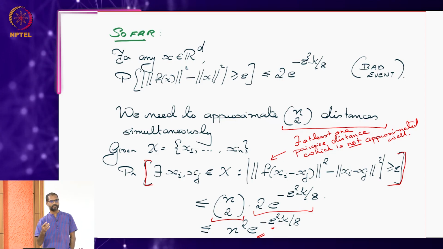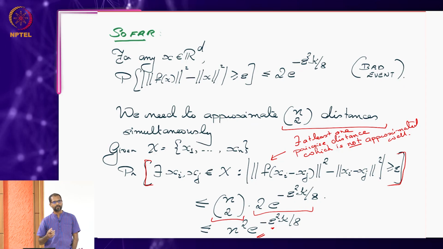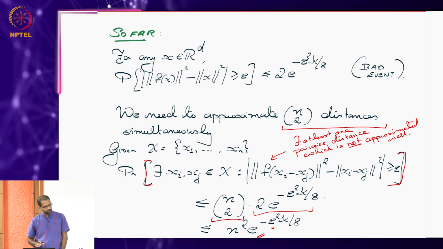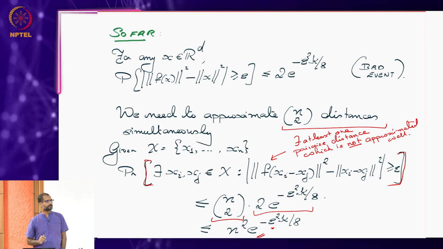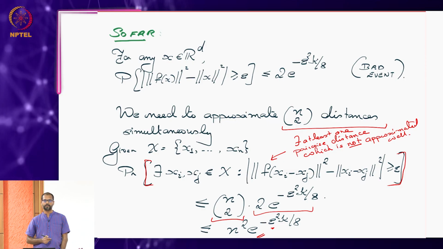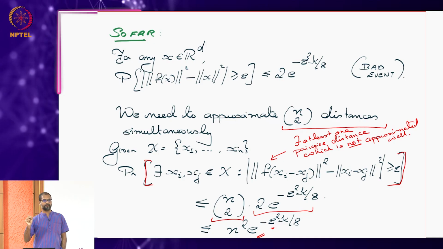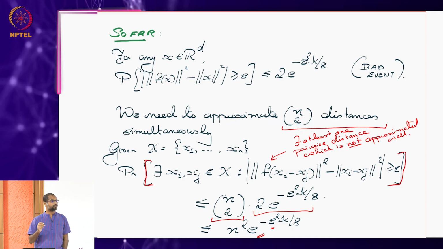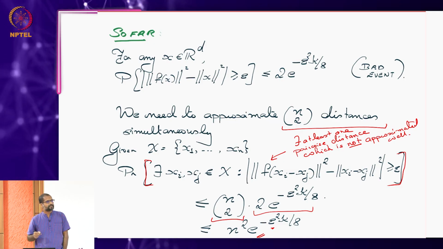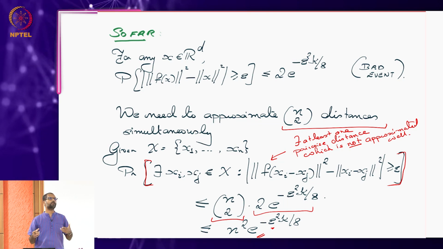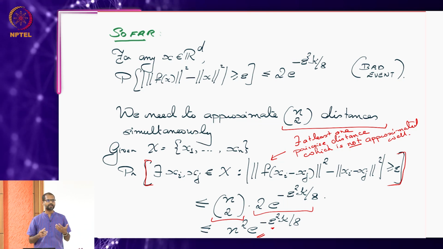e raised to log n is n, e raised to minus log n is 1 by n. 1 by n is a very small number, but it cannot cancel n squared. So, what should you do? You should try e raised to minus 2 log n. e raised to minus 2 log n is 1 by n squared, which will cancel this n squared, but it will still leave a 1. Probability of 1 is still large.